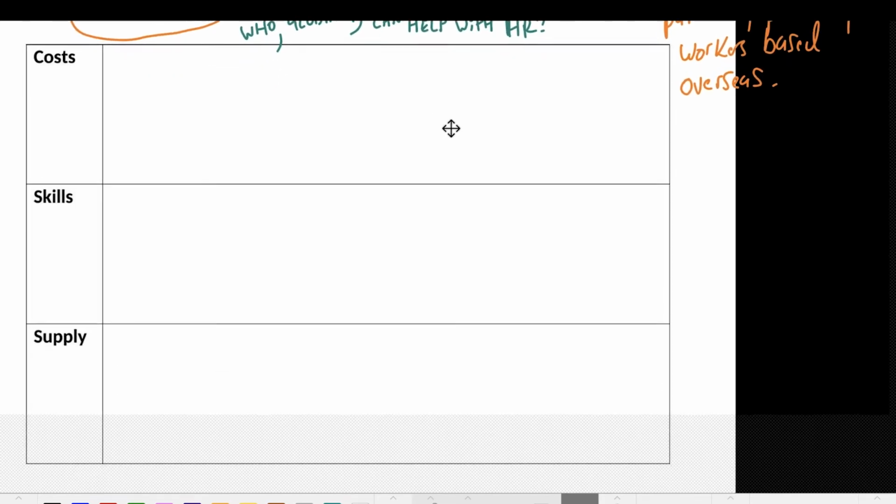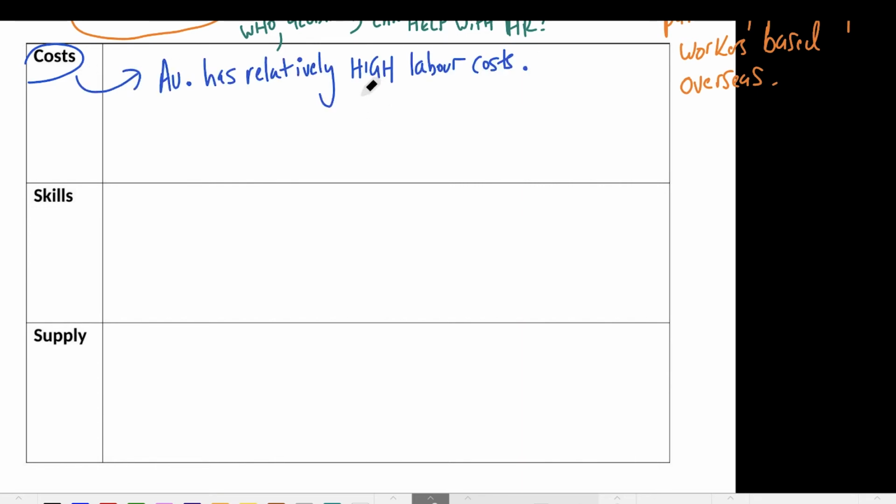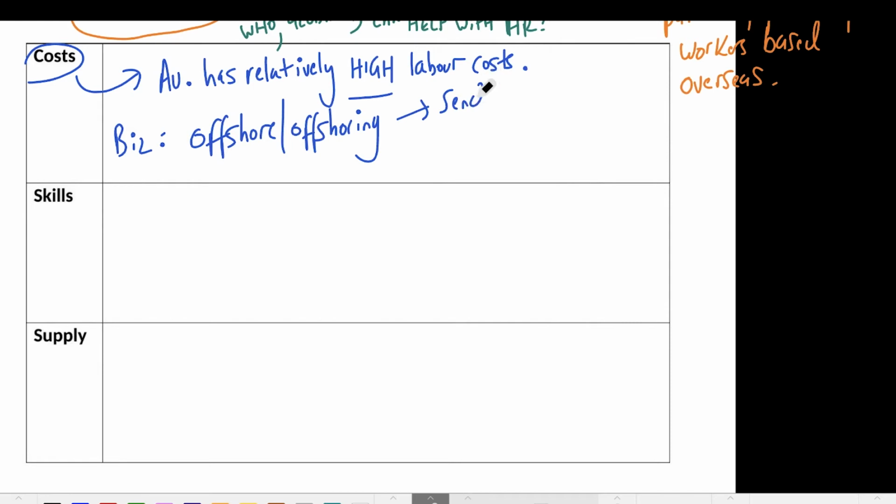So if we think about it, there are costs, skills, and supply. So let's just take them in turn. If we think about costs, Australia has relatively high labour costs. So what a business can do is offshore, and what they're doing is we're going to send jobs overseas to markets in which wages are cheaper.